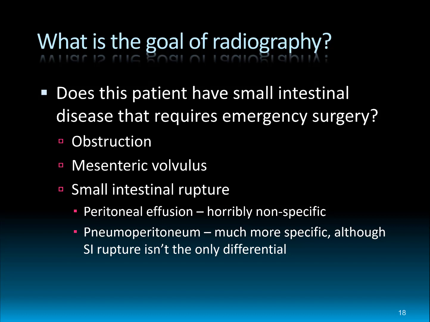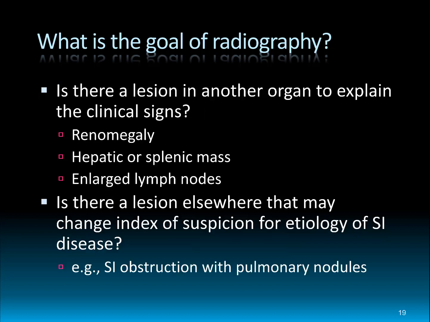With small intestinal rupture, we usually see peritoneal effusion, which we can see in any number of diseases, so that's not very specific. But if there's a pneumoperitoneum, and often there is, then we can be a lot more concerned that there's some sort of GI tract rupture, although again there are other causes of gas in the peritoneal space, such as external wounds.